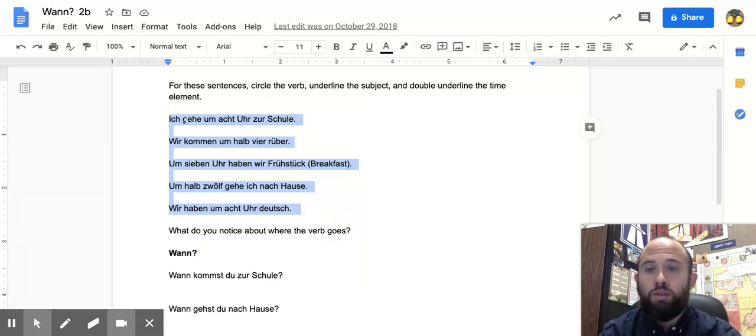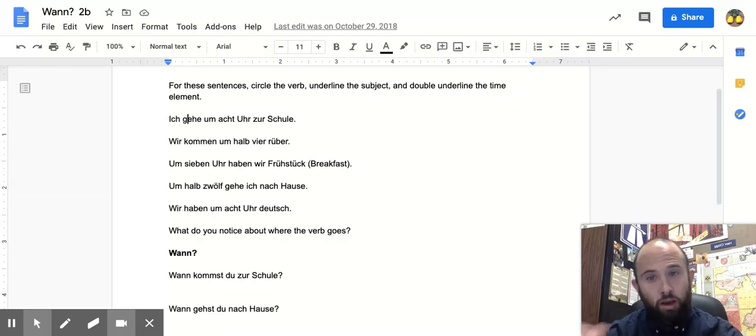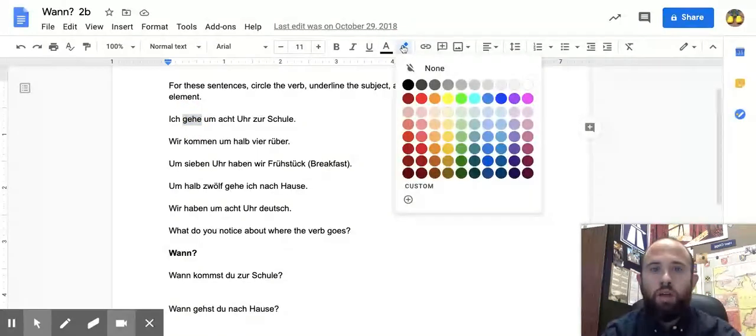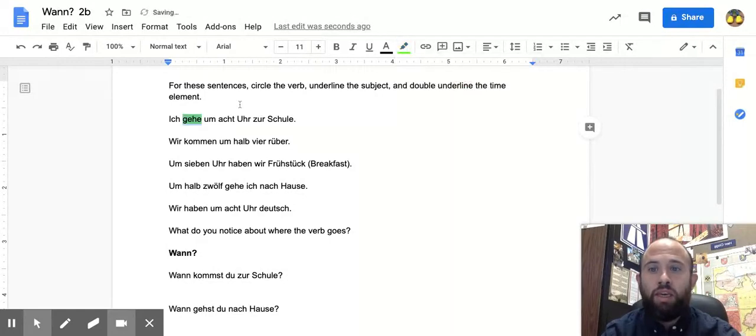So let's look at the first sentence. Ich gehe 8 Uhr zur Schule. Gehen is go. Notice it's changed to gehe because we're saying I go. And here our verb is gehe. Ich gehe 8 Uhr zur Schule. Who goes? I do. And ich is going to be our subject. When do we go? 8 Uhr. So, ich gehe 8 Uhr zur Schule. Notice gehen is our second thing there.